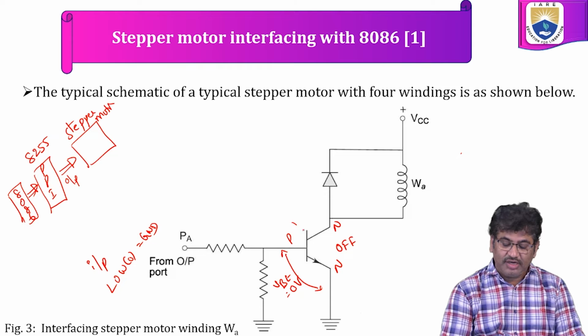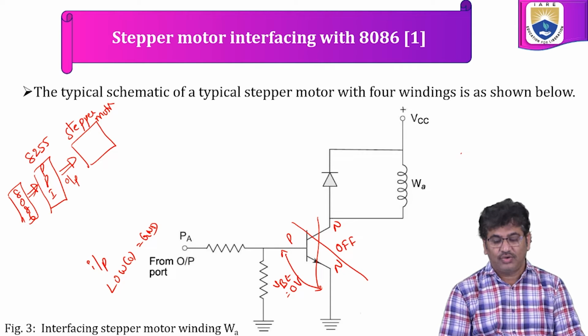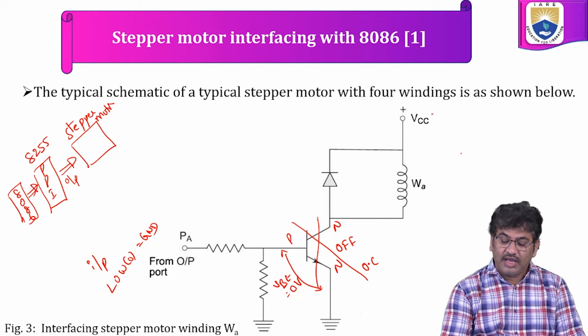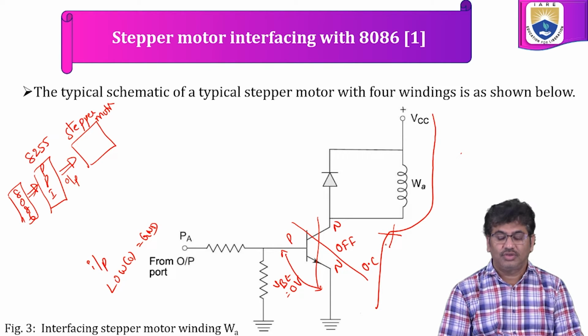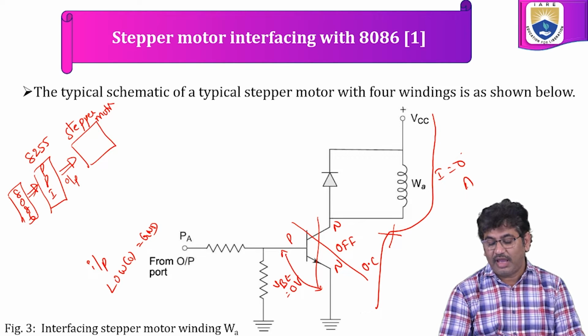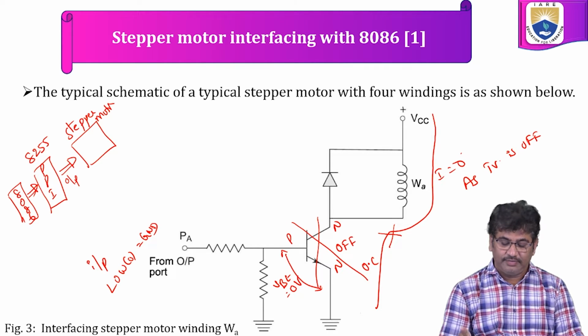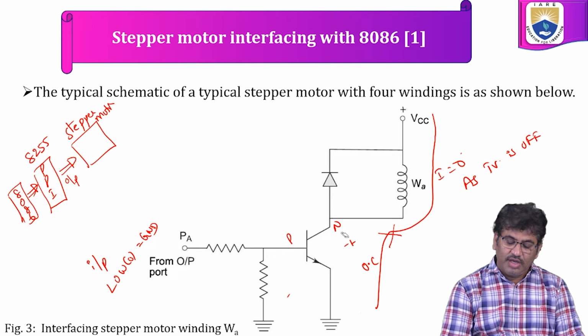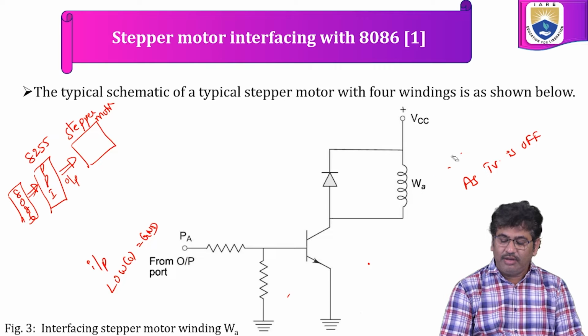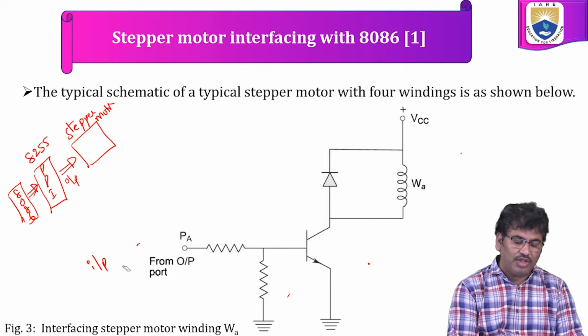When the transistor is in the off state, we can take this circuit as open circuited. As the transistor is open circuited, the current flowing from VCC through winding A cannot reach the ground. So the current we are going to get is 0, as the transistor is in the off state. As no current is drawn by the winding, winding A is said to be not excited. So this is how we can excite a particular winding by sending a proper signal to the port.